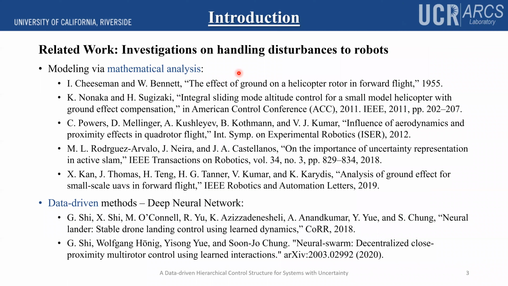There has been much investigation on handling those disturbances to robots, and most of the previous work focused on extracting physical models of the disturbed robots through mathematical analysis. In the 1950s, people started to investigate the ground effect on helicopters, and those analyses are still prominent nowadays. Authors try to use either differential equations or state space models to represent the models.